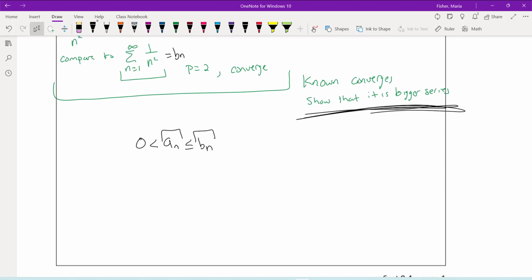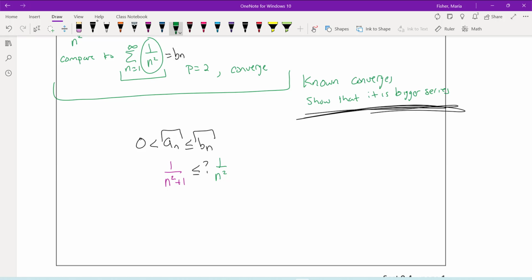Let's place our a sub n and b sub n in this inequality and then try to show that it is true. A sub n is my given. That's your 1 over n squared plus 1. Is that actually less than or equal to my known, which is my 1 over n squared?